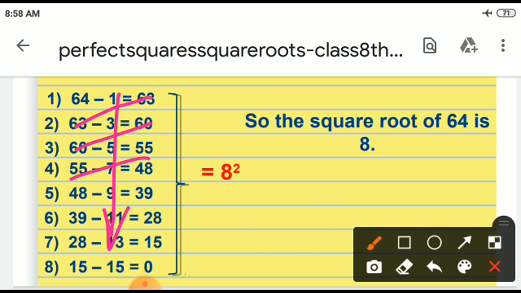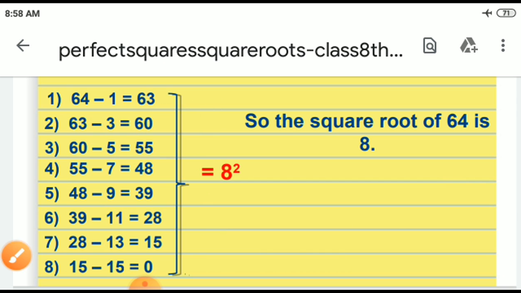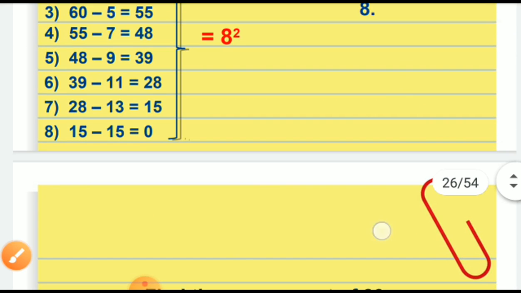How many times you repeated this one, beta? 1, 2, 3, 4, 5, 6, 7, 8 times. So this is 8 square is 64. So it is a repeated subtraction.